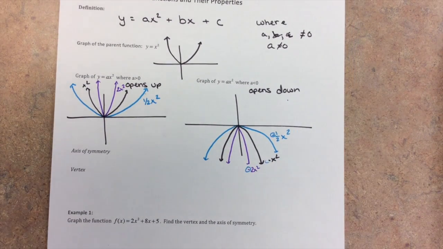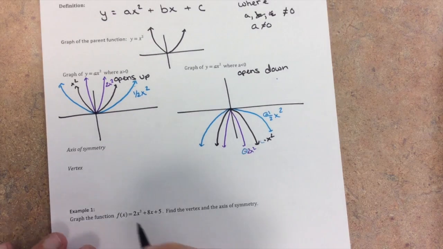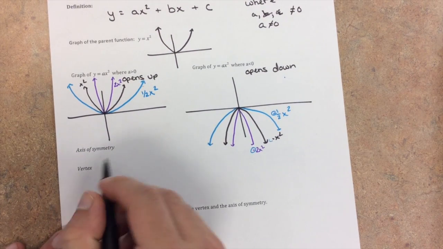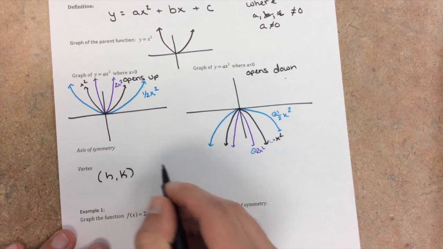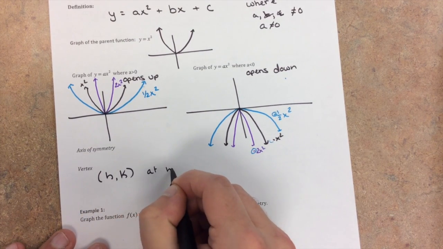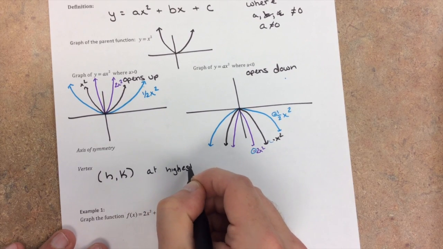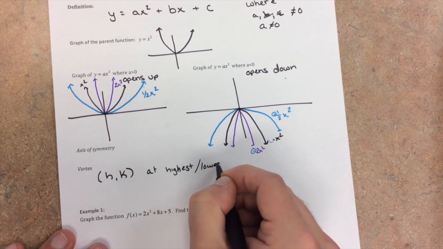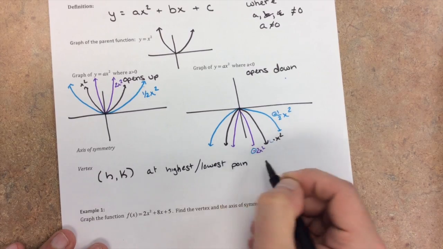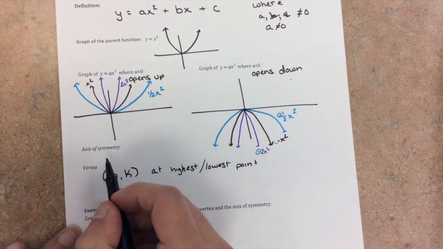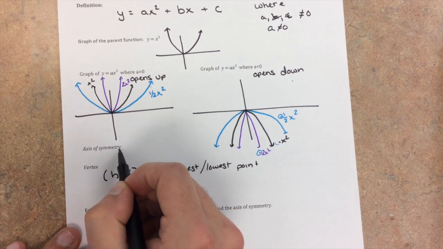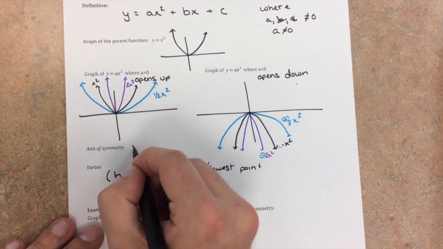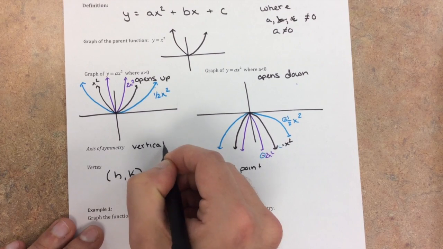Couple other things that we should be familiar with. We say that the vertex, we write that as h comma k. It's at the highest or lowest point. And the line that we're symmetrical about, we call that the axis of symmetry. So that's a vertical line.